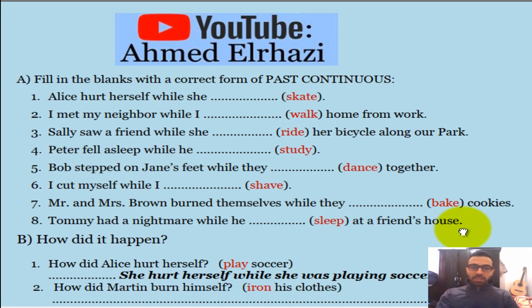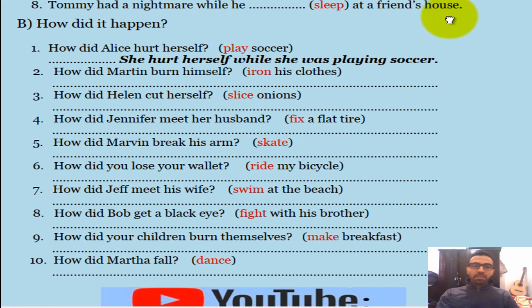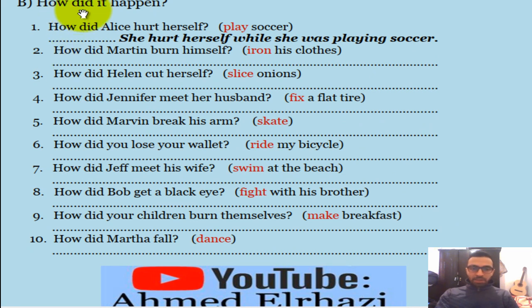Okay. Exercise B. How did it happen? You will follow this example. Write like me using this example. How did Alice hurt herself? We have here play soccer. She hurt herself while she was playing soccer.